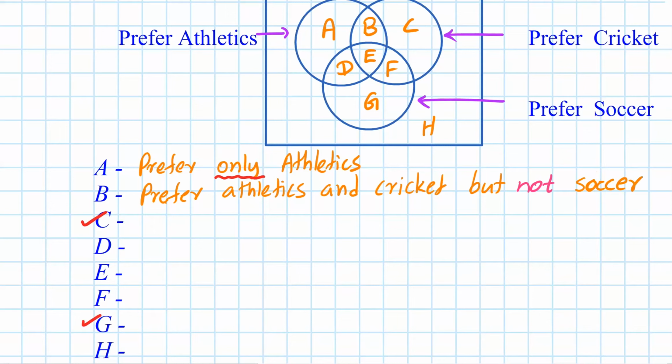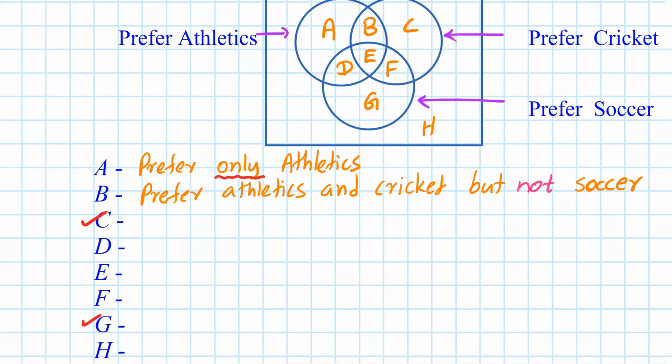But not soccer. Well, the area F is those who prefer cricket and soccer but not athletics. What is area D then? Well, think. Well, you are right. It's those who prefer athletics and soccer but not cricket.